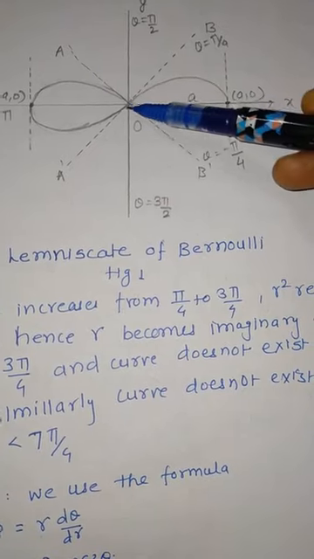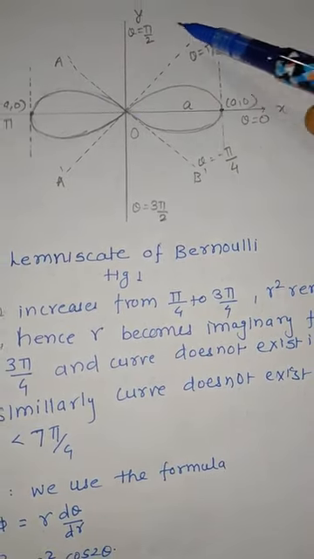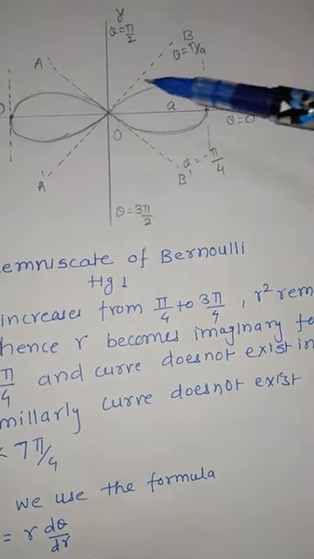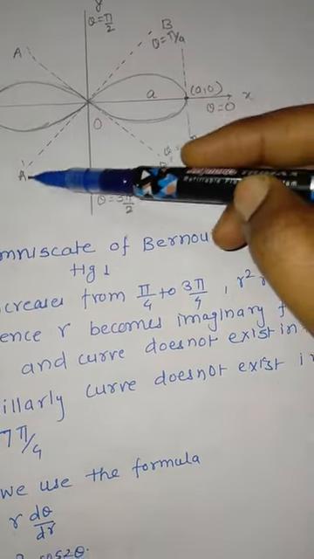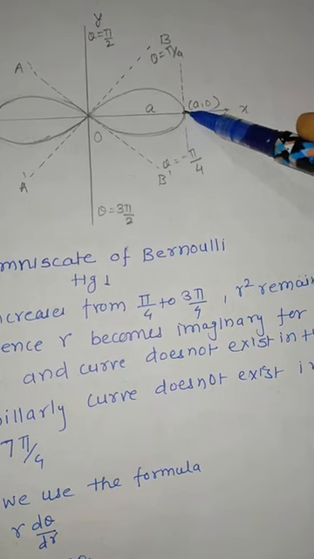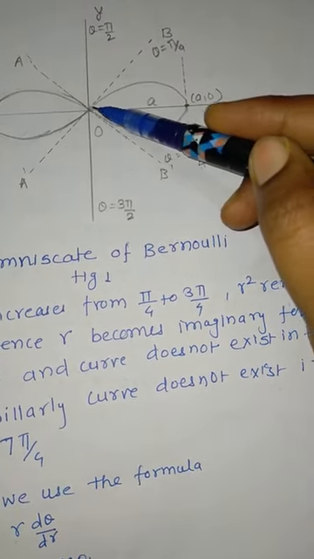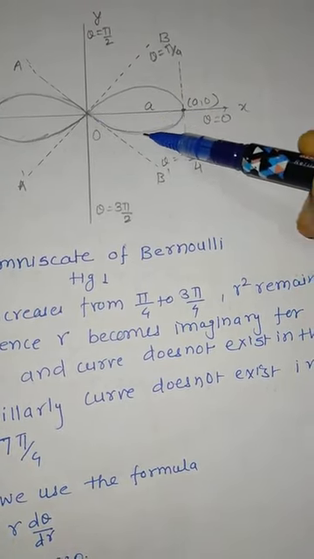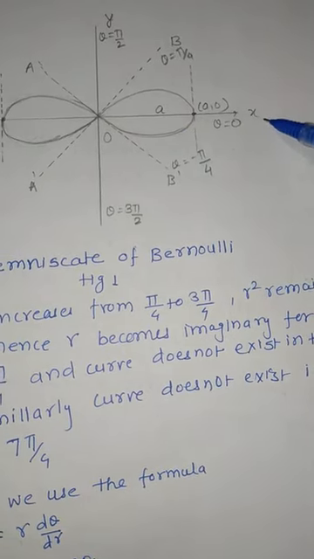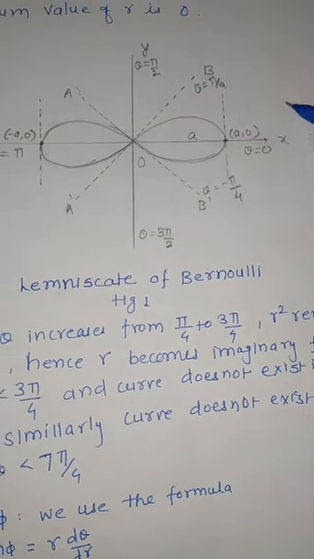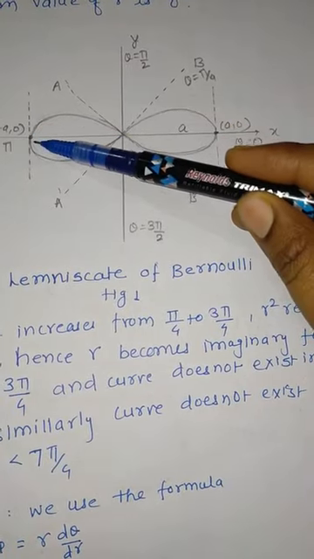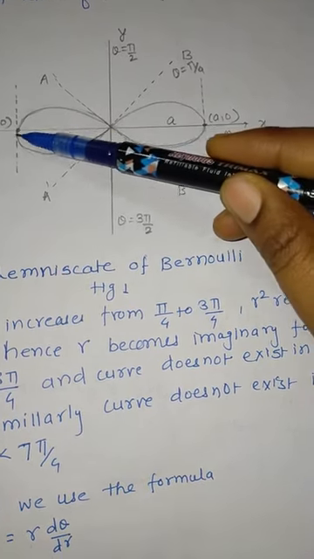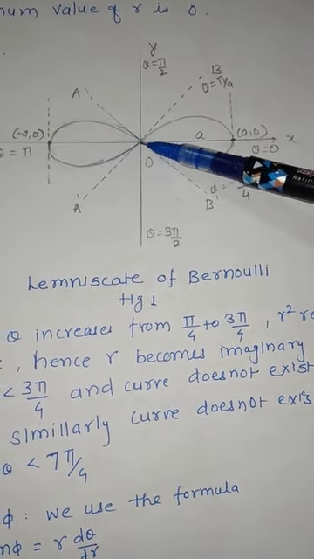Now at the pole, the tangent will be at pi by 4, 3 pi by 4, 5 pi by 4, and at this point. So I will draw a tangent here. So you have only 2 points, a comma 0 and the pole, and this should be your tangent. So this loop will be like this, as it is symmetric about your initial line. Okay, and the same way you got minus a comma 0, and here it is the tangent at this point. So this curve will be like this, right?